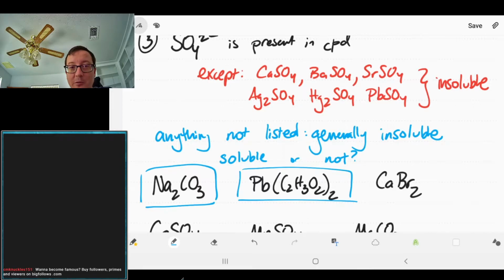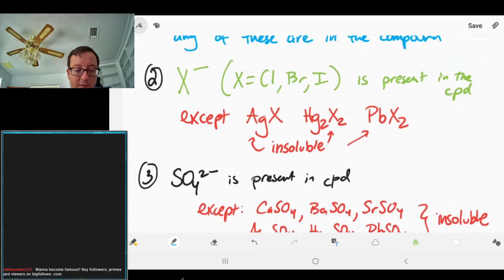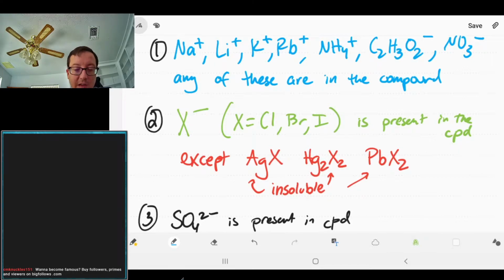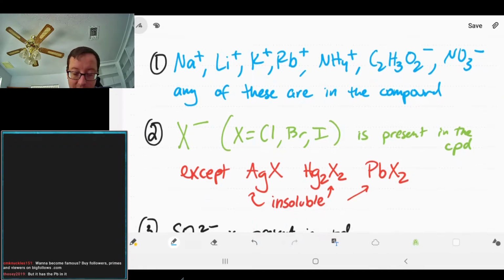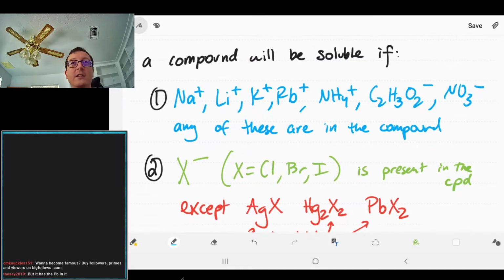Next, calcium bromide. Let's go up to the rules. We're looking here generally at bromide, so that's going to be rule number 2, something with X minus. We see that calcium is not an exception. It doesn't matter if it has lead in it. Anything with any of these in rule number 1 will always be soluble. I don't see an exception here that says lead 2 acetate. So it doesn't matter what else you've got. As long as you have any of these things in number 1, you'll be soluble.